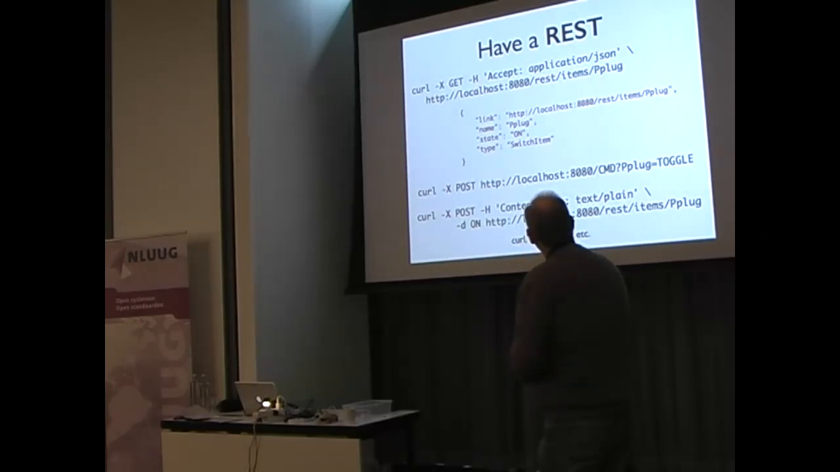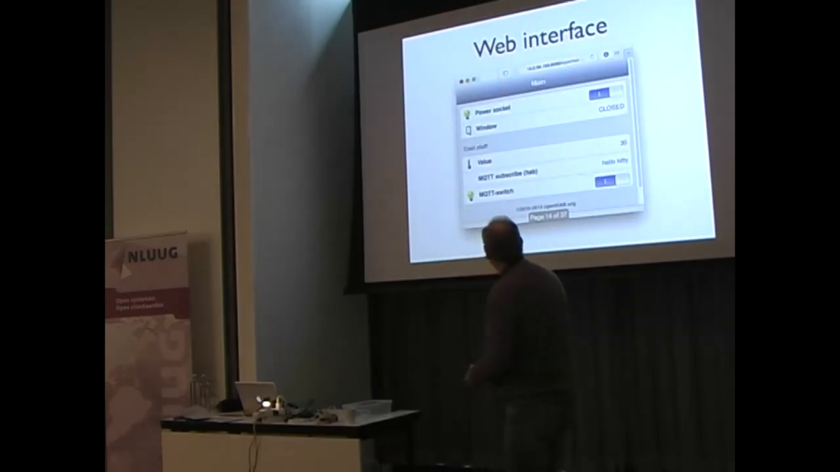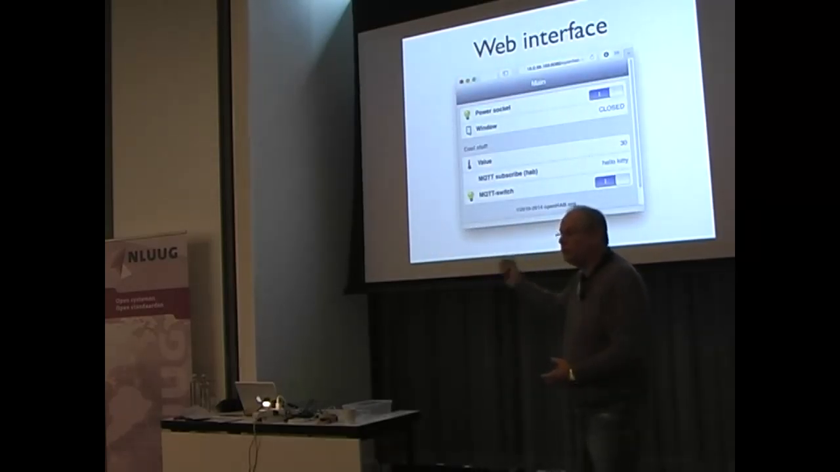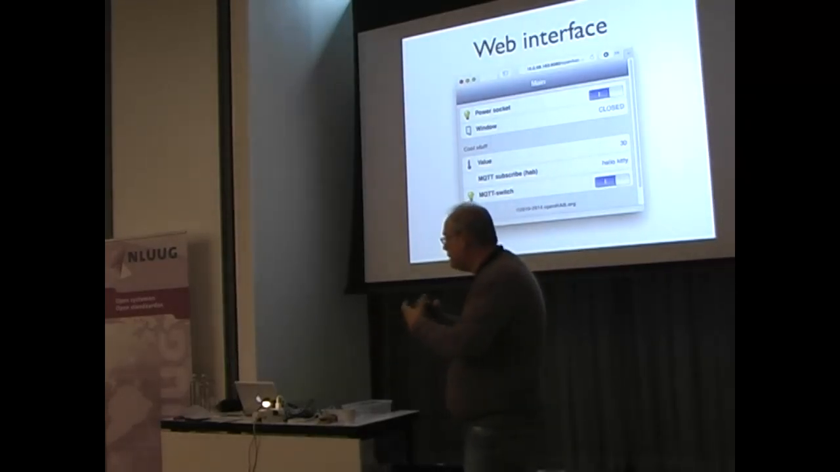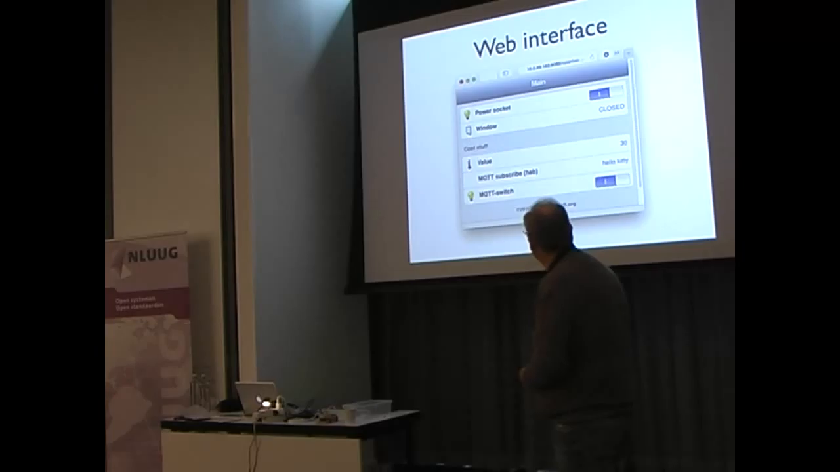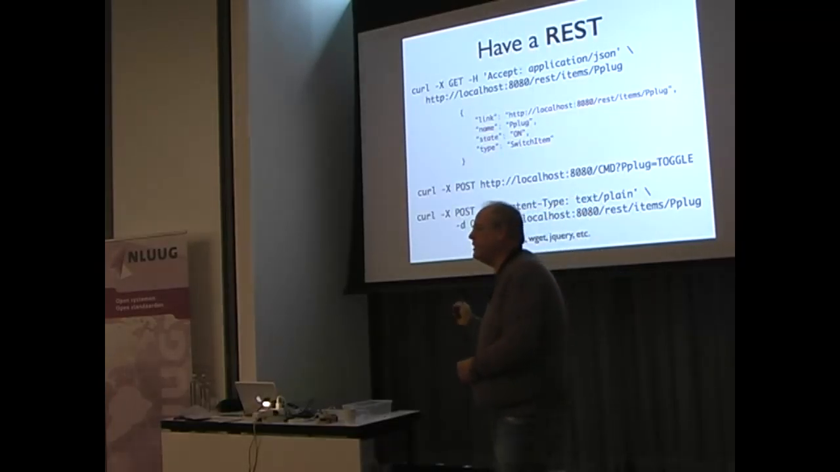So what's the status of our plug? And we get a link to the actual item, we get the name, we get the state, and we get the type. If you don't want this interface, you prefer to create your own web-based interface that maybe looks nicer, there are alternatives, you can do so. OpenHab is fully controllable via REST interface.